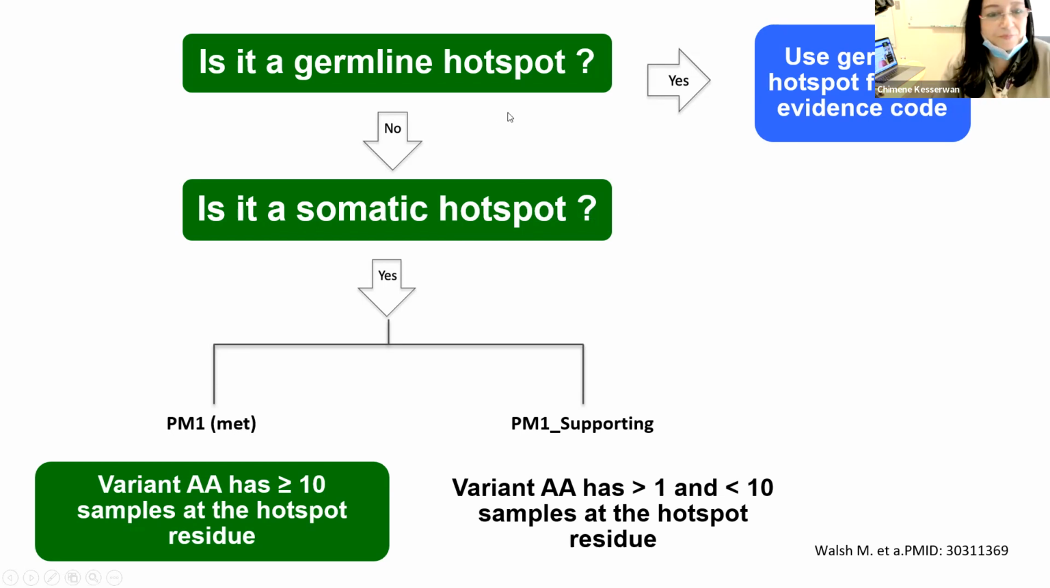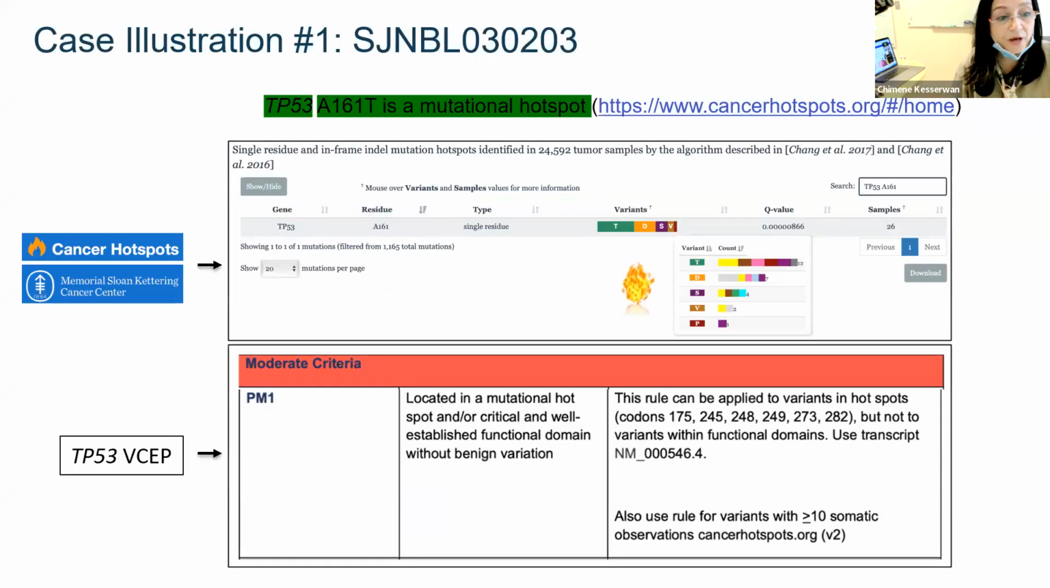This founder mutation, the R337H. So now the other question, is it a somatic hotspot? If yes, we can apply PM1 if we have greater than 10 samples at the hotspot residue. And I did show you that we have 12 samples at this hotspot residue for the T, so we applied PM1 for this variant. The P53 VCEP, they have adopted this rule as well.